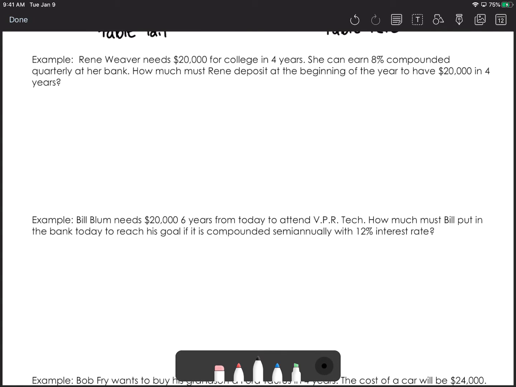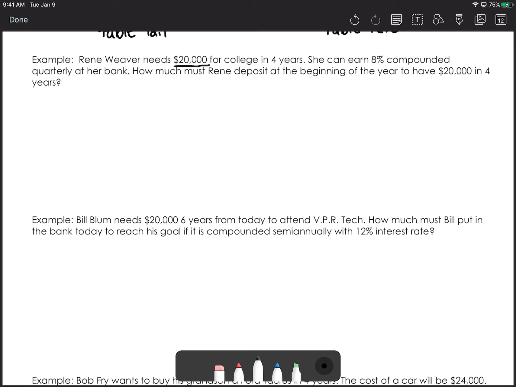Now, the process is the same for looking up the values on the table. We're just going to use a different column now. So this example says Renee Weaver needs $20,000 for college in 4 years. So she knows what she wants to have in 4 years. She can earn 8% compounded quarterly at her bank. How much must Renee deposit at the beginning of the year to have $20,000 in 4 years? So she's trying to figure out how much she needs to deposit now so she has that $20,000 in the future.